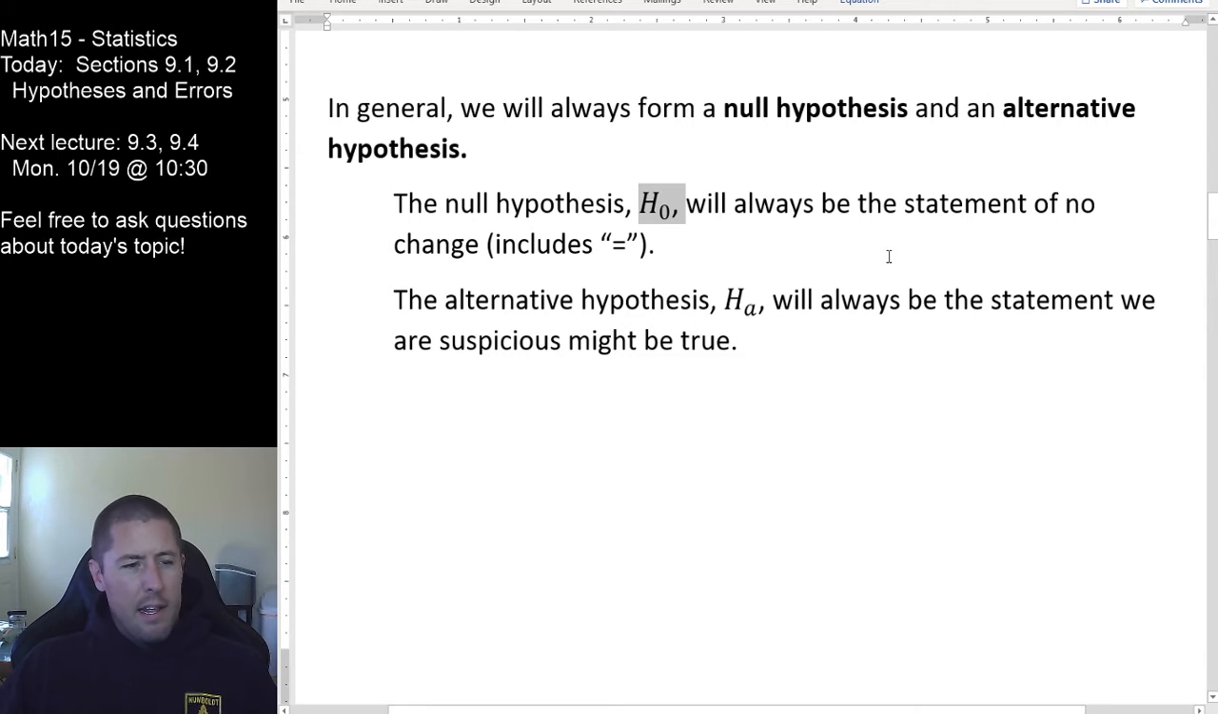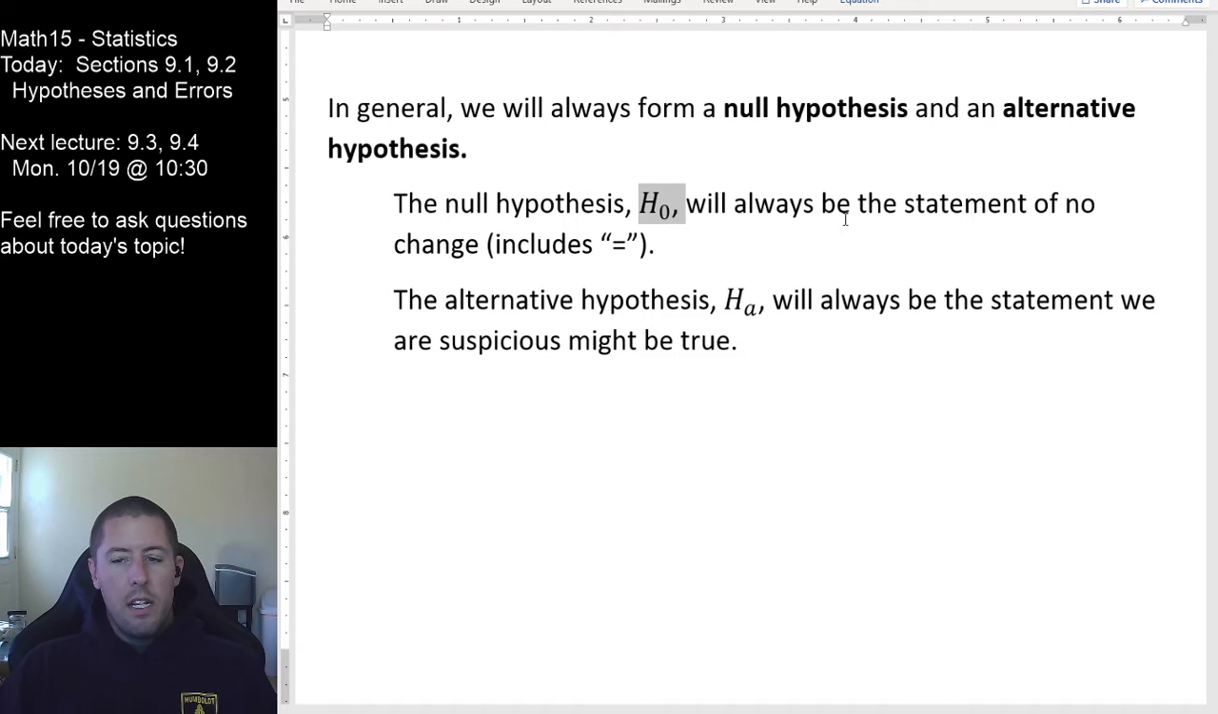Null, is that like a Latin word or something? I'm assuming that's a Latin word, meaning nothing, typically indicating either that a set is empty or that a value is zero or doesn't exist. So a null hypothesis is sort of the lack of something, and in this case, it's the lack of a change. And so here we will always denote this with an H and a subscript of zero.